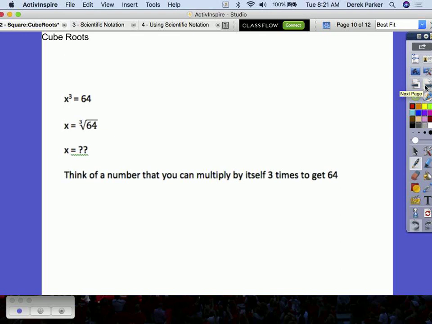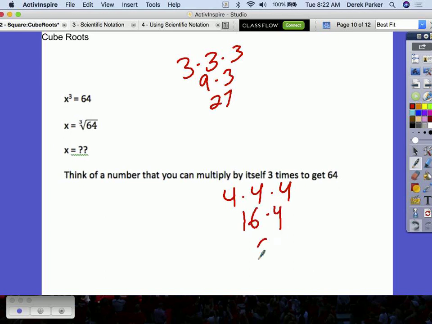Cube root of 64. Now, cube roots are harder because you are multiplying a number 3 times. In this example, I would try some until I got used to it. So I know 2 to the third power is 8, so it's not that. So let's try 4. So the cube root of 64 is 4.